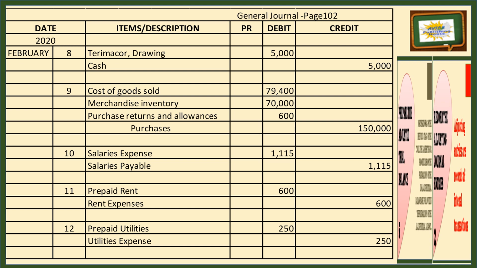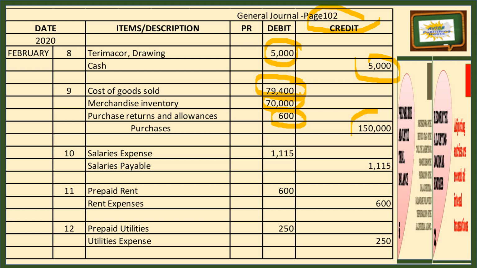So we have two pages of journal here, page 101 and page 102. These are the entries in page 102. Owner's drawing 5,000 for unrecorded drawing and credit cash. Then the inventory was counted to be 70,000. We can now set up the cost of goods sold. We can now compute for the cost of goods sold, and we have to eliminate the purchase returns and allowances because cost of goods sold is computed based on the net purchases. Beginning inventory plus net purchases is equal to available goods for sale minus ending inventory, then that becomes the cost of goods sold.